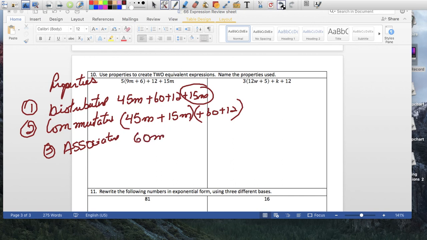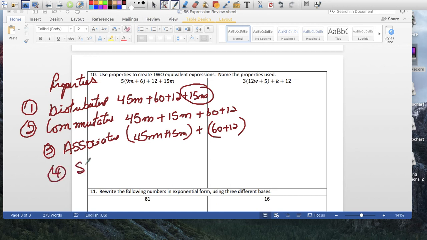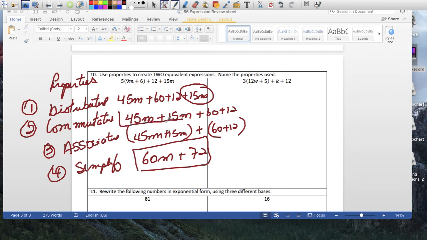So actually, I should have done it like this, because that's how we did it in class. So 45m plus 15m, I'm going to group these two, add these two, plus, and I'm going to take 60 plus 12, and then step 4, simplify. So I'm going to get 60m plus, and 60 plus 12, 72. So this is my second expression. I have 1 and 2.